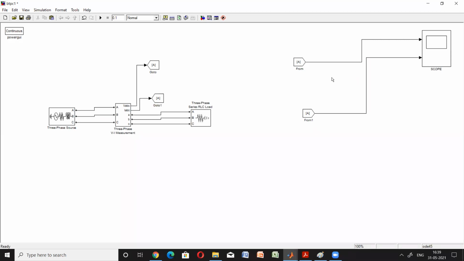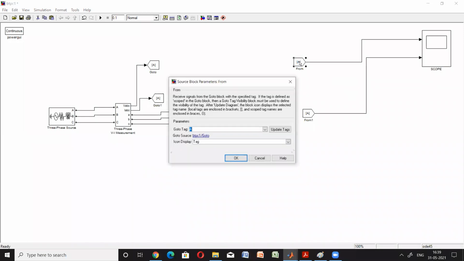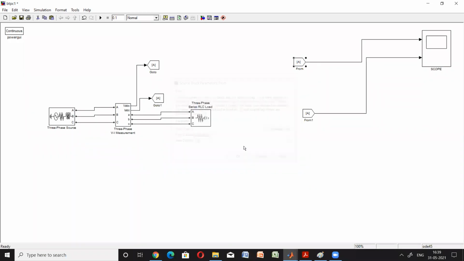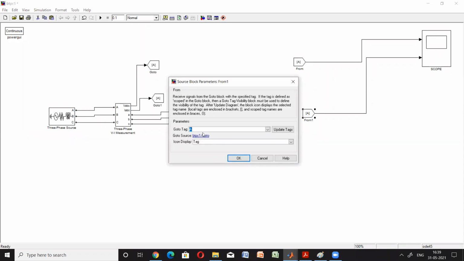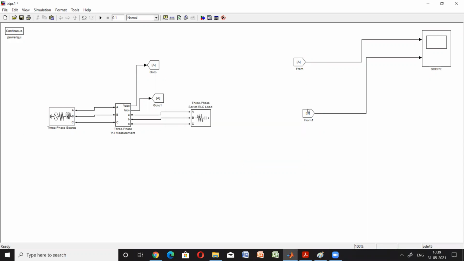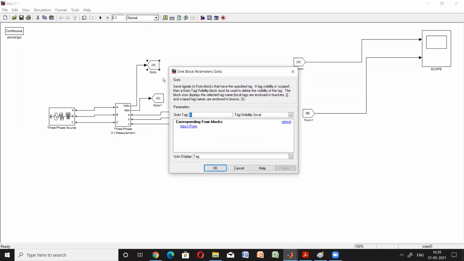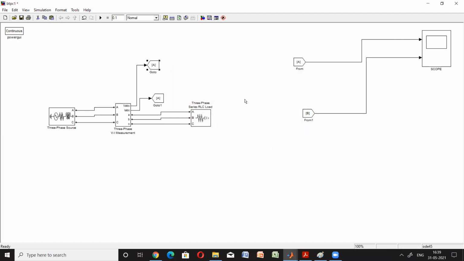How to connect it? First of all, click on the From block. Suppose this is block A, and click on the other From block, and make this block B. So we have two From blocks, one is A and one is B. Now A from the From must be connected with A from the Goto. Now click on the Goto, and we write here A. You can see both these A tags are connected.